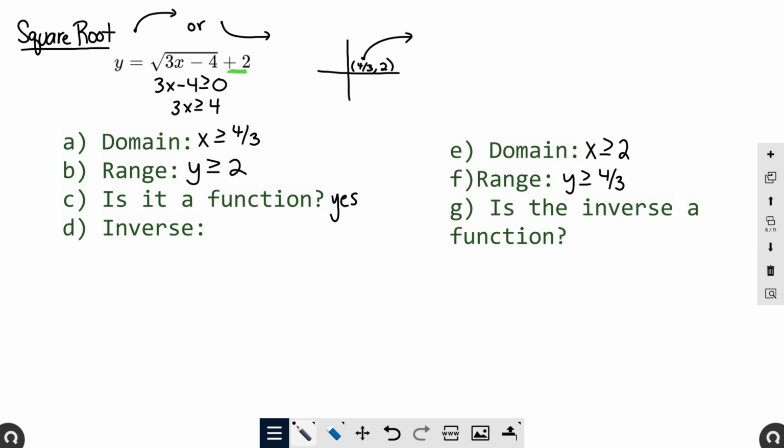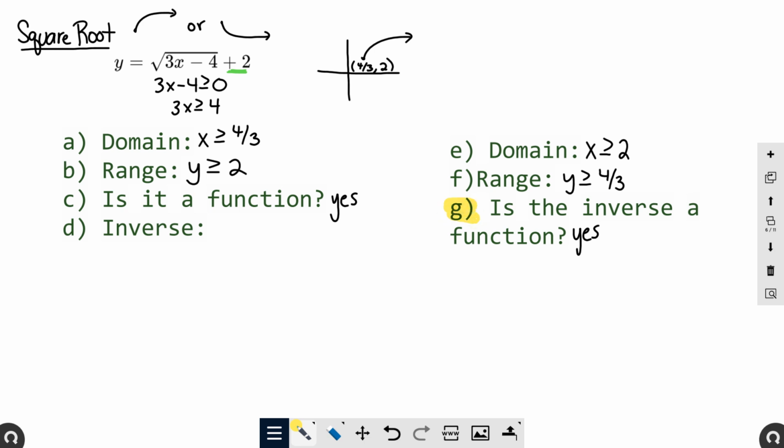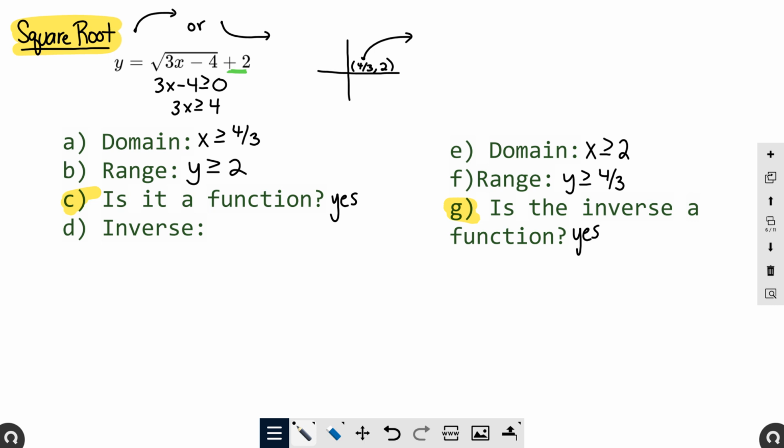Instead of being on its side, it's now going to open upwards. So it's half of a parabola, or normal parabola. So is it a function? Yes. The only two things that are always true with square roots are these two yeses. So if you have a square root problem, you can answer those two will always be yes. The function and its inverse always exist.